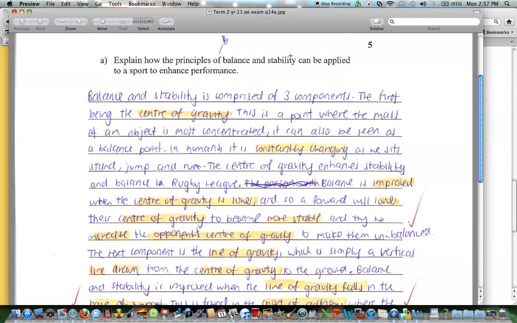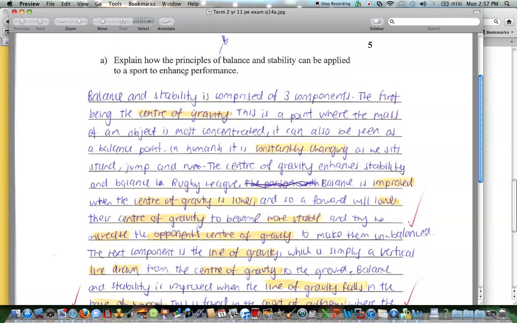If we just go through this answer, it says balance and stability is comprised of 3 components, the first being the center of gravity. Straight away into his answer. And if you can notice, highlighted, so it stands out. This is the point where the mass of an object is most concentrated. It can also be seen as a balance point. In humans, it is constantly changing as we sit, stand, jump, and run. The center of gravity enhances stability and balance in rugby league.